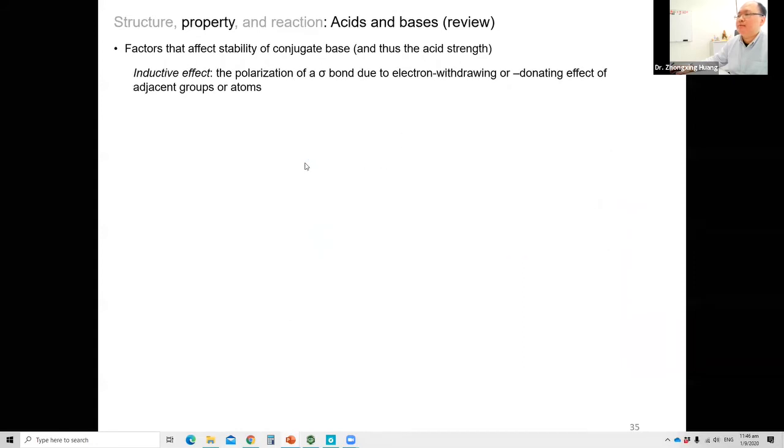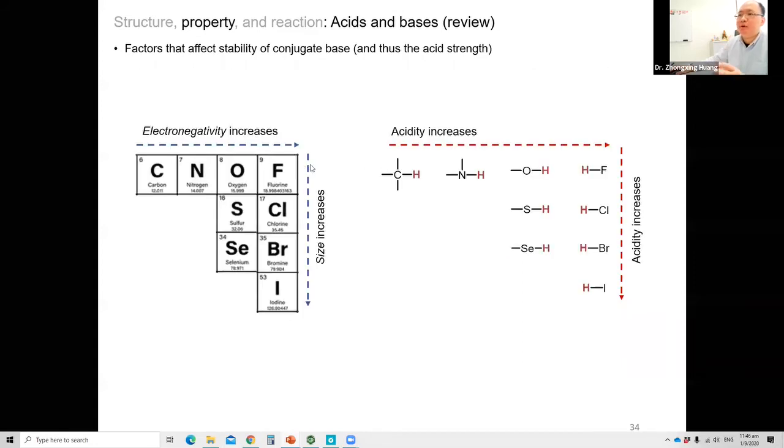the fluoride anion, F minus, is more stable because it absorbs electrons strongly, right? So that means if the F anion is more stable, HF is a stronger acid, just as I talked about in the previous slide. So from left to right, CH bond, NH bond, OH bond, HF. HF is apparently more acidic than all these CH, NH, and OH bonds. And then the acidity from top to bottom also increases.